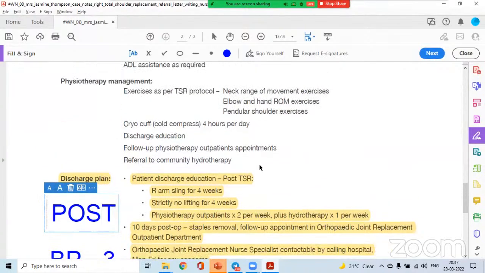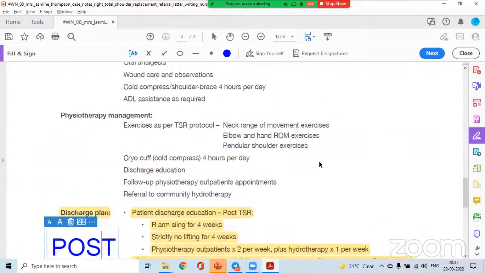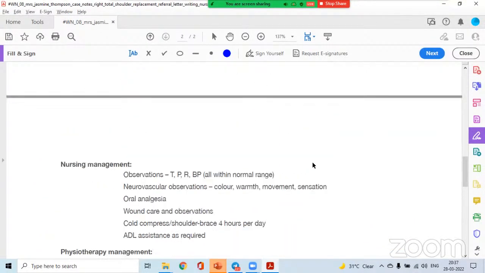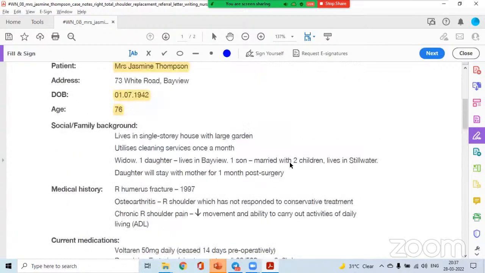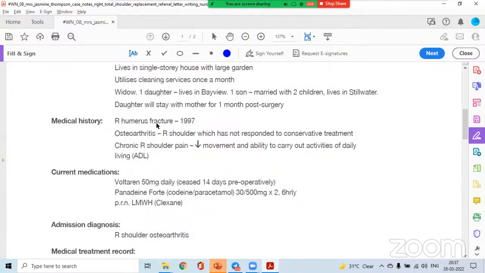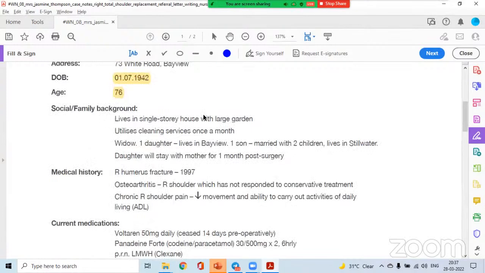Now this is before discharge, what you have to do. Before discharge, what is going on? Now you see, this is family background. Who lives with her or not, right? So all these things are the general information. You can write that in body paragraph 1.